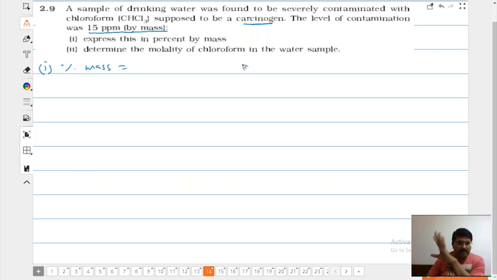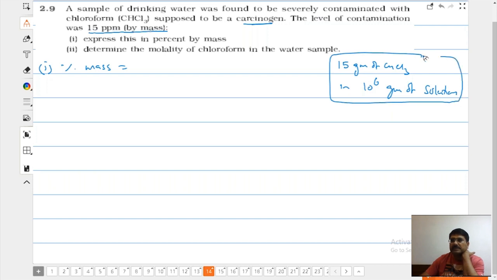Do not rote-learn the formula, just use it. हाँ बेटे सुनो. Percent by mass. What do you mean by 15 ppm? Suppose if I write like this, you will not be annoyed. 15 gram of chloroform in 10 raised to power 6 gram of solution. Dev, is it okay, bachche? 15 gram of chloroform in 10 raised to power 6 gram of solution.